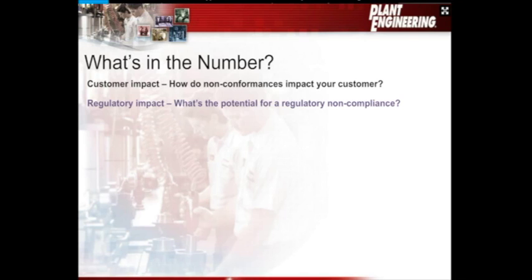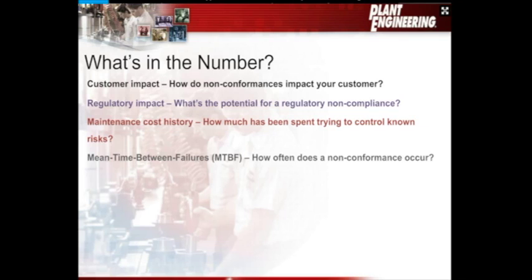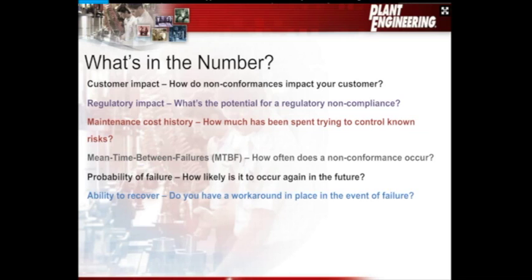organization. We need to consider the cost of trying to control the risk, and usually that's relative to maintenance. That's the easiest way to capture it. We've got to remember that risk is both severity of the impact as well as probability of the impact. So how often does a nonconformance of the asset occur? What's the likelihood that it's going to occur again? We also need to look at our ability to recover from a nonconformance. Is there a workaround in place?